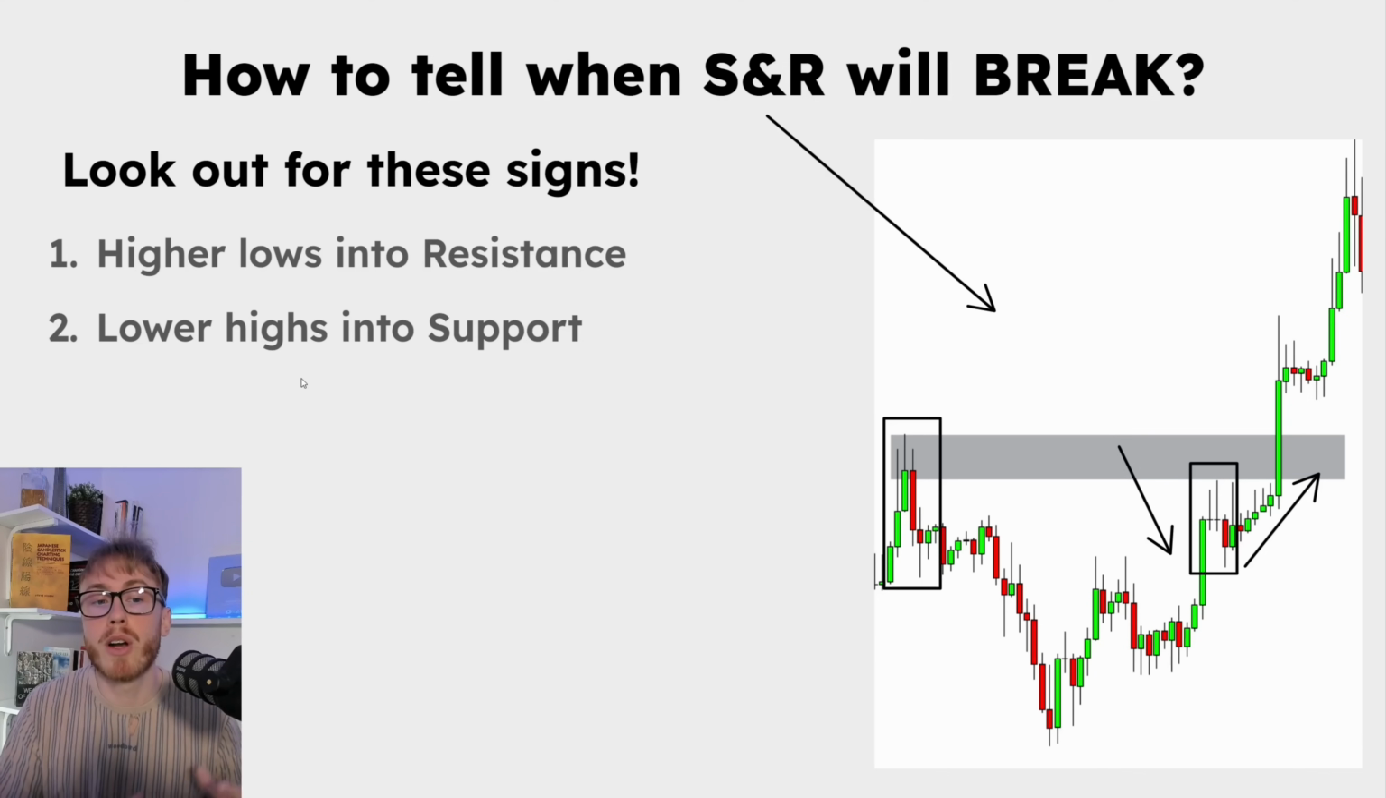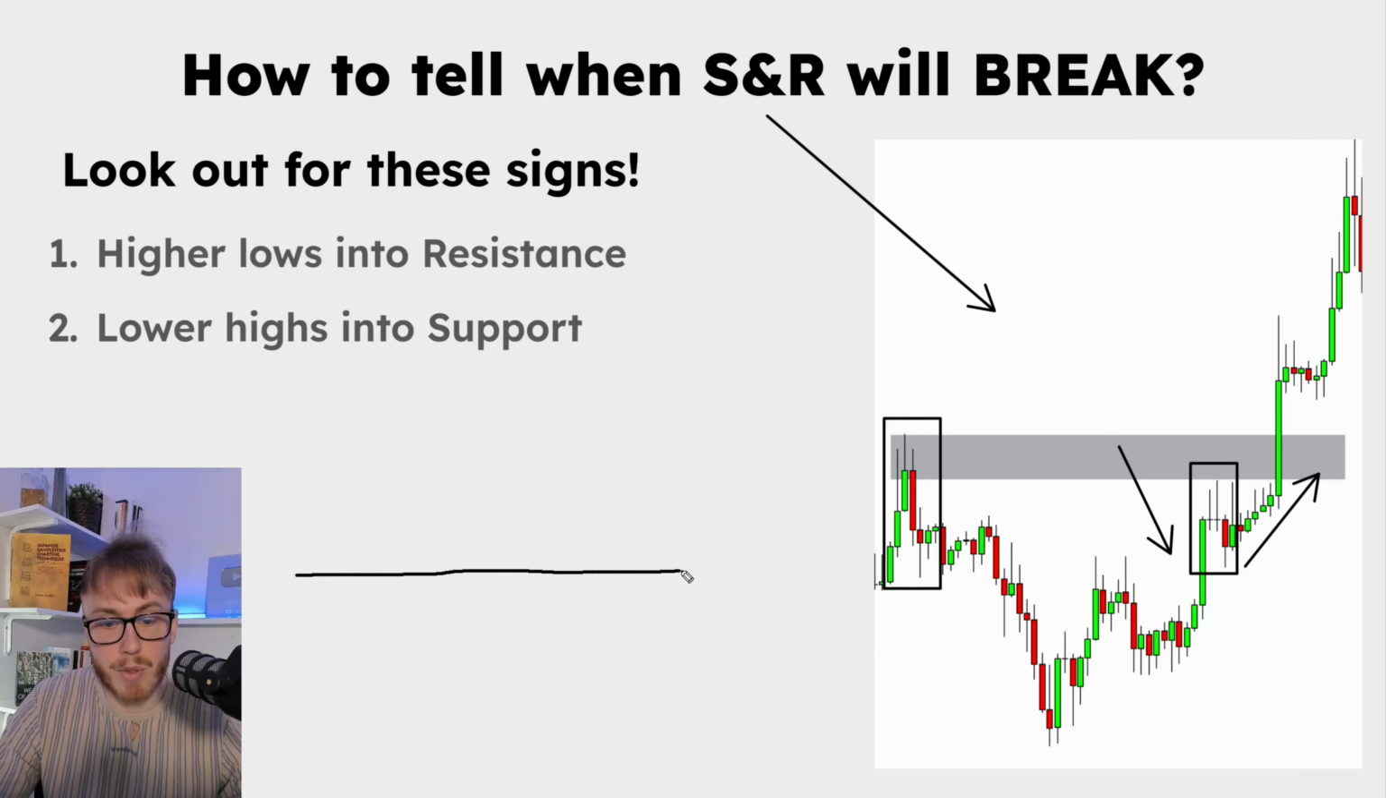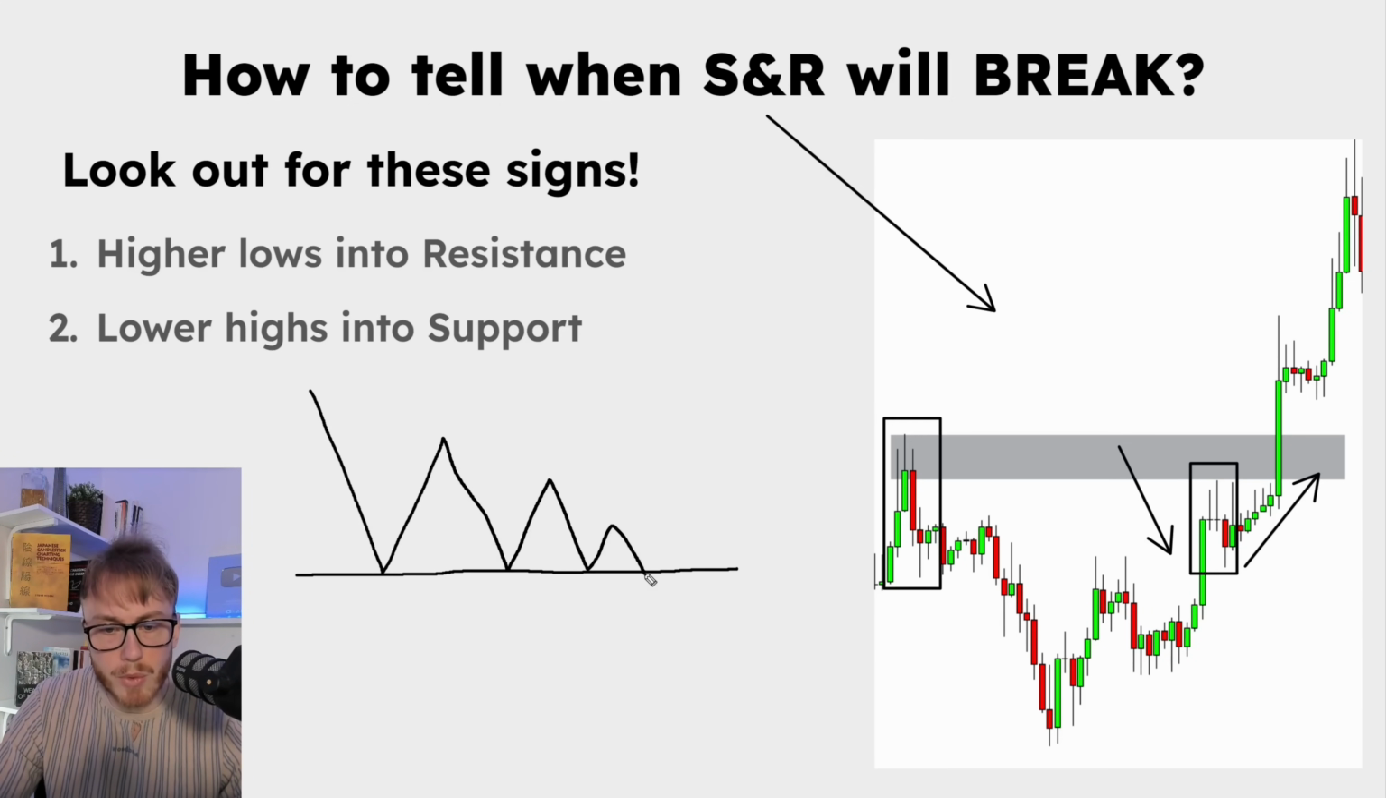And the opposite is of course also true. You want to look out for lower highs into support. So let's say that this right here is our support level, and the price starts to move something like this. The first bounce was maybe very strong, but as the price continued, we got weaker and weaker bounces. You can see in this market, the sellers are willing to sell closer and closer to the support, and the only reason they would sell at this level is if they expect the support to actually break.